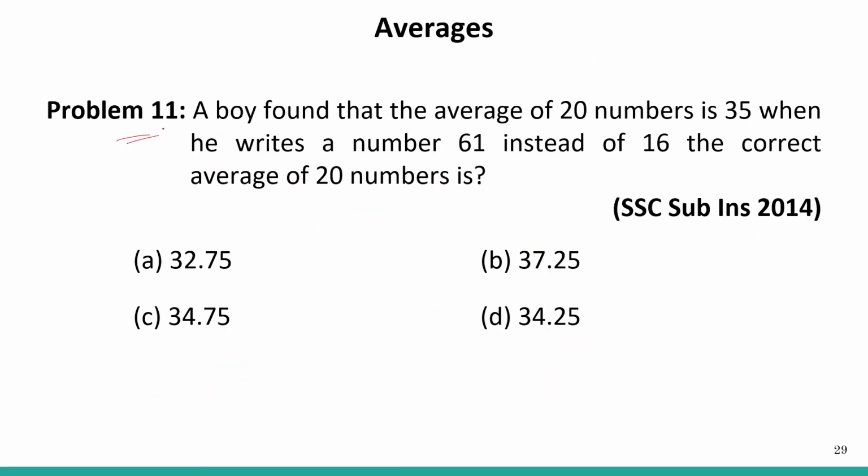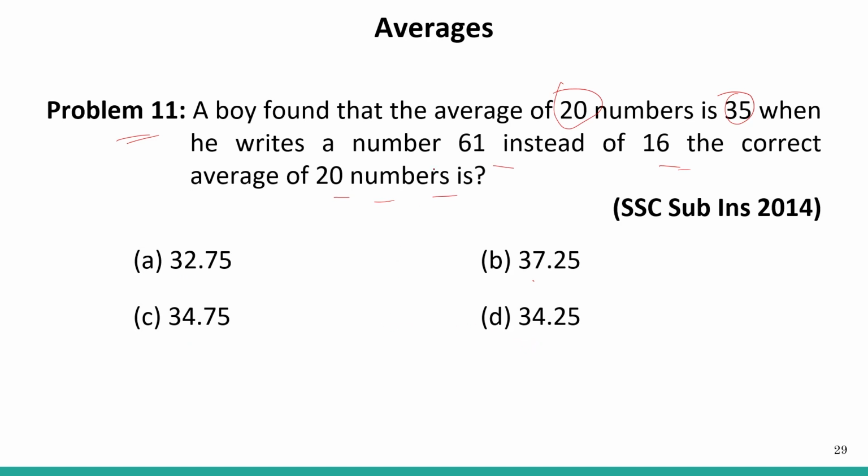So let's see problem number 11. A boy found out that the average of 20 numbers is actually 35. So when he writes a number 61 instead of 16, the correct average of 20 numbers is what? Is it 37.25? Is it 32.75? Is it 34.75 or 34.25?